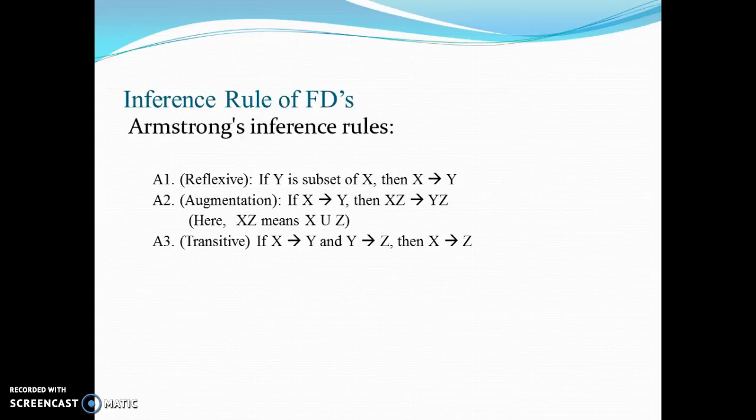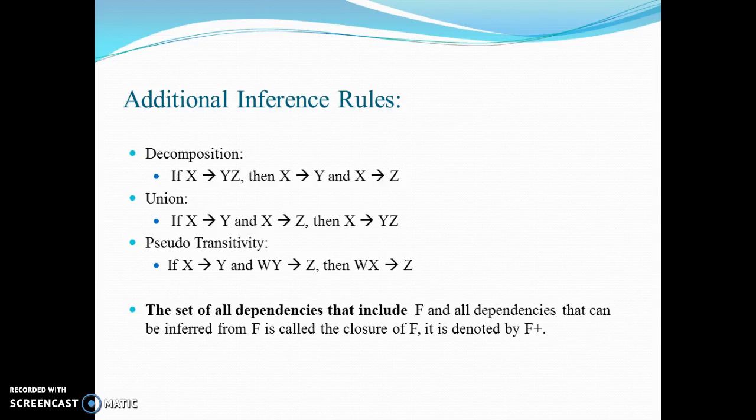Here xz means x is called union with z, and transitive means if x tends to y and y tends to z, then it is called x tends to z. So these three types of Armstrong inference rules are there. They are called the different types of Armstrong rules in DBMS, and they are very helpful in making the strategy in functional dependency.